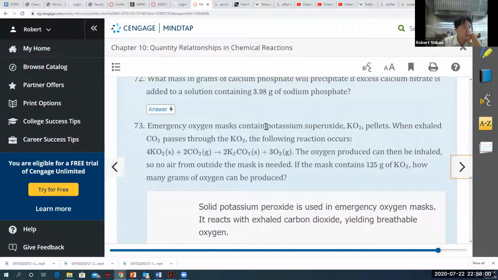Emergency oxygen masks contain potassium superoxide. And the potassium superoxide, you can buy this stuff. It contains superoxide. If you recall, superoxide is O2 with a minus charge.